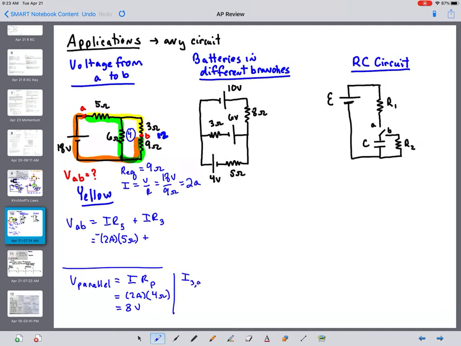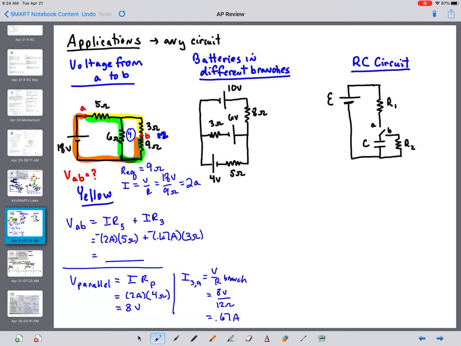I3 and 9 would be V over R for that branch. If it's V over R for that branch, I have 8 volts over 12 ohms. So that's going to give me 2/3 or 0.67 amps. So then 0.67 amps go through the 3 ohm resistor.